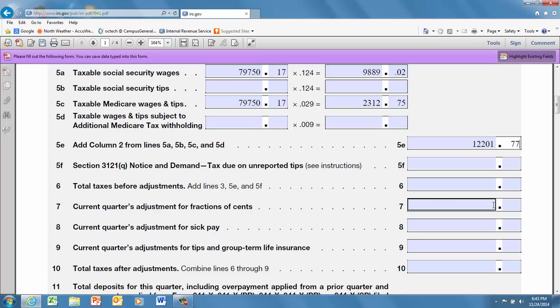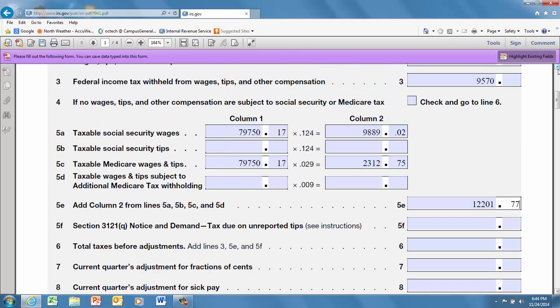Add lines 3, 5E, and 5F. And so line 3 is 9570. Put the 00 in there. 5E is 12,201.77, and 5F, we don't have anything in there, and so we add those three together, and we get 21,771 and 77 cents. Okay.